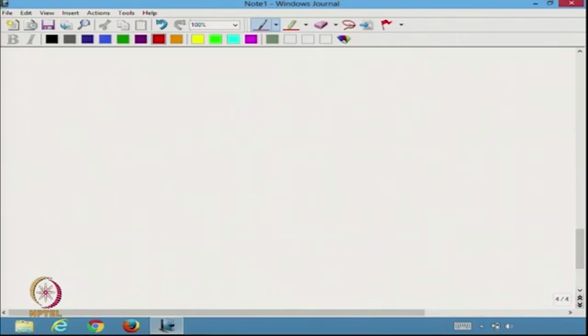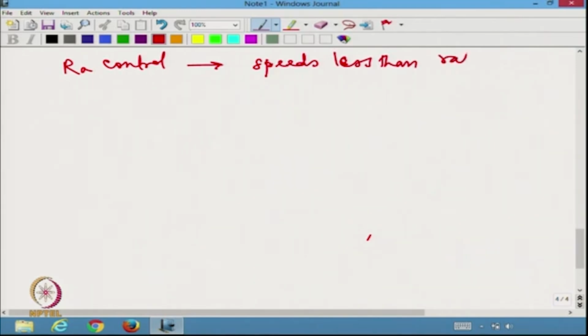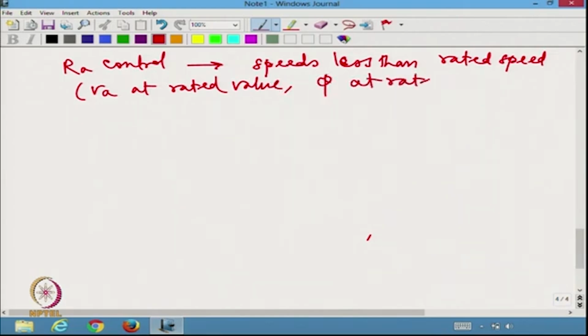So, in general I can say RA control will always result in speeds less than rated speed. You can never go above the rated speed, provided I am keeping VA at rated value and flux is also at rated value. Both are at rated value. So much for RA control.